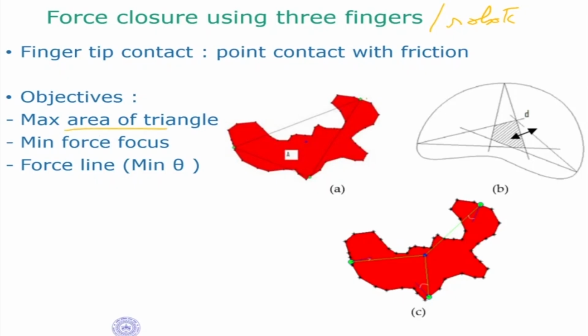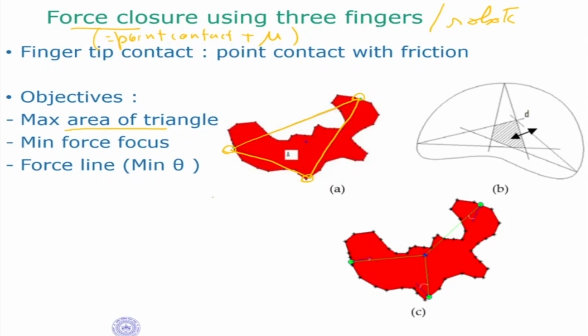So I have 3 fingers. Force closure is point contact plus friction. Okay. So in this particular case, we have 3 fingers. We have point contact with friction, and the objective can be maximum area of triangle. So we have maximum area of the triangle, which is here. Okay, so we place our 3 fingers like this, and this is the area of the triangle. We try and maximize the area of the triangle. How does it help? It is more stable.